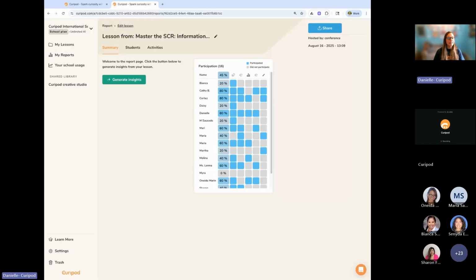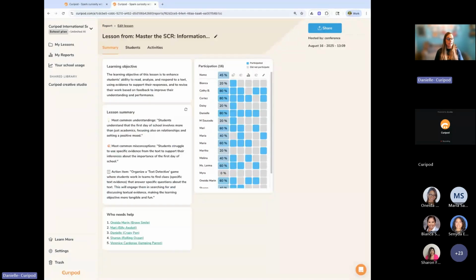So after you end a lesson, a report is going to be generated. First, you'll see this participation report. I'm going to click Generate Insights. And I appreciate everyone for jumping in. And even if you participated some, it will at least give us some data to do next steps.